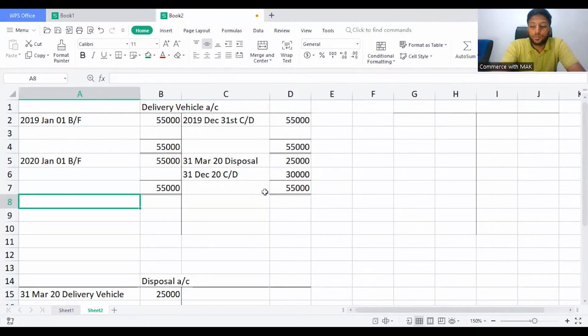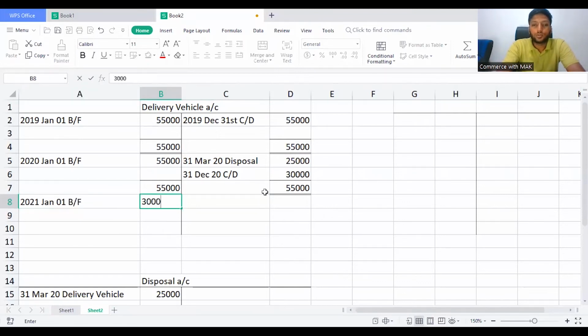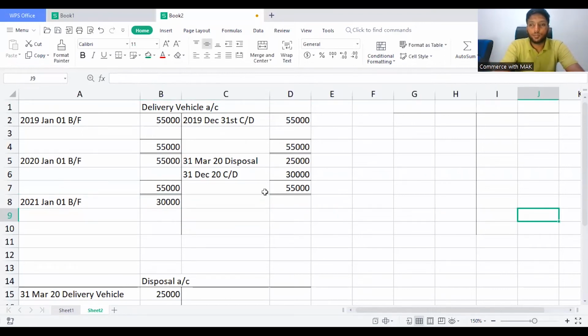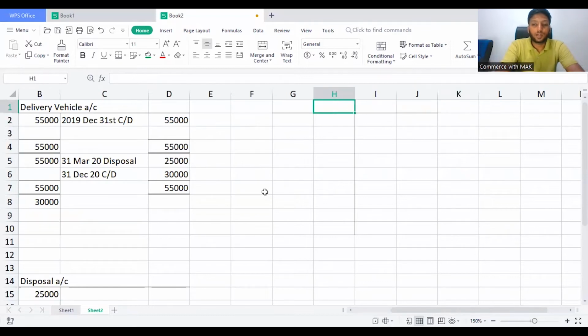Though they didn't ask, it's better if we can present it as 2020 January 1st. What was the value that you brought forward? 30,000. So that gives a complete view of how much knowledge you have on the exam paper. So let's start with the second account, the provision for depreciation account.